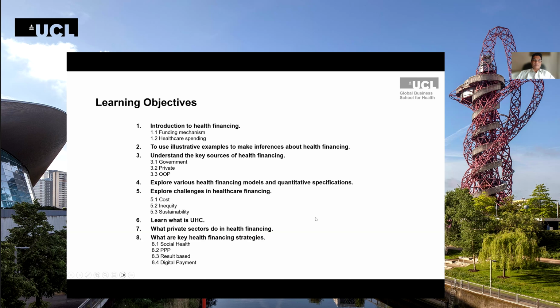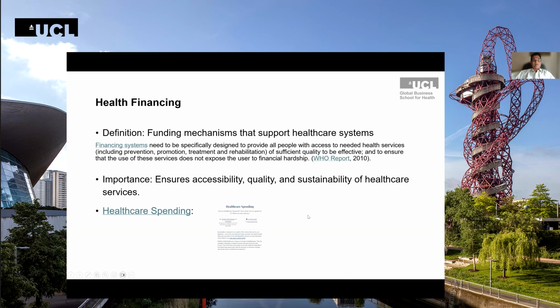These are your learning objectives for today's presentation. This is indicative of what you are going to learn. We have 8 different elements within this presentation. The first thing I would like to take you through is what health financing is, in terms of the World Health Organization report in 2010. You might ask, why 2010? Because this is the most apt definition I found from the World Health Organization within the last 10 years.